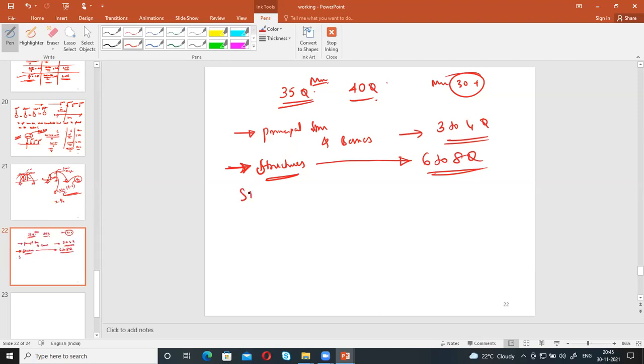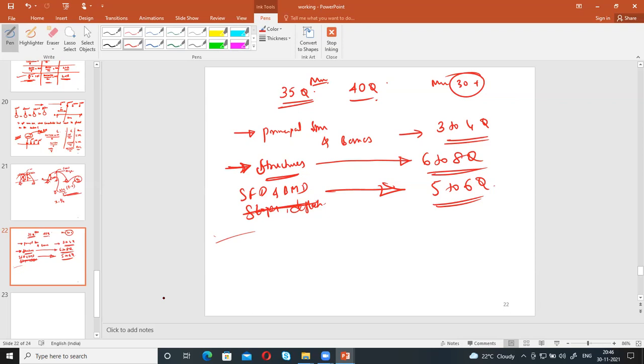In SFD and BMD, match the following and all things, deflection, including slopes, deflections, you may get 5 to 6 questions. They will ask standard UDL, they will give standard UVL, they will ask what is the deflection at mid span, what is the slope by Castigliano's theorem.